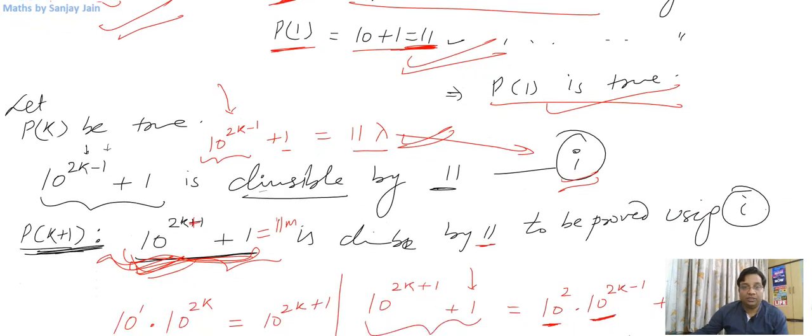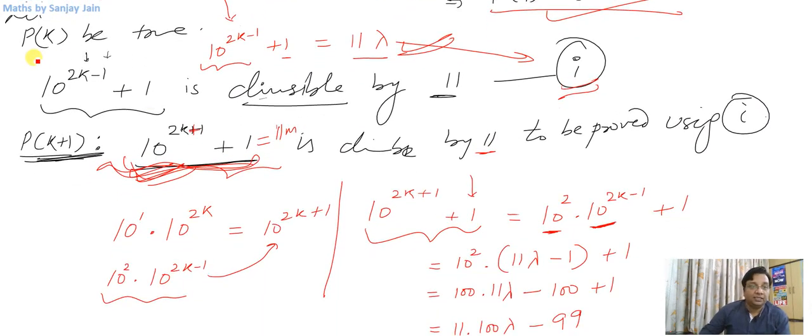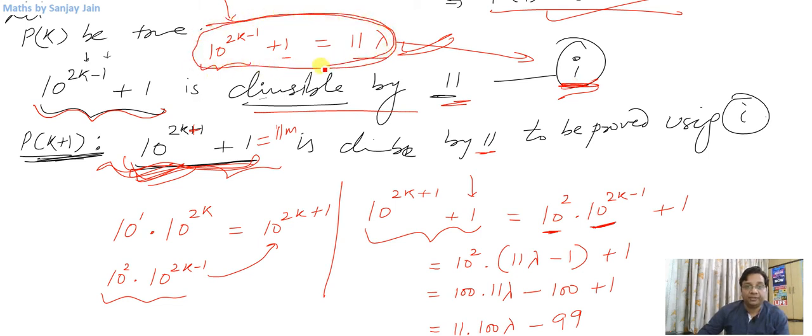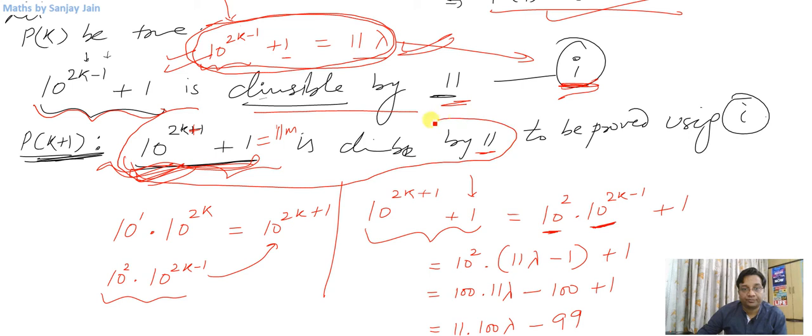Now I assumed the truth of P of k, that is the statement 10 raised to power 2k minus 1 plus 1 is divisible by 11. This is what we assumed. So we wrote this, that it is some multiple of 11, right? If it is divisible by 11, it is some multiple of 11. Now using this, we had to prove that this expression P of k plus 1 is true, or in other words, only this much portion is some multiple of 11.